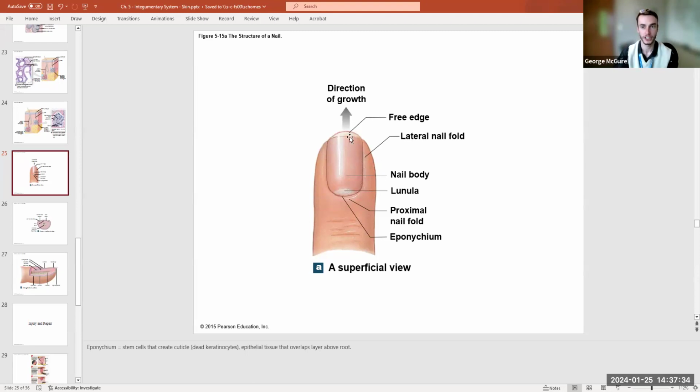The free edge and nail body only look different because of the transparency of the keratin at that stage. And so you're really just seeing the skin underlying it, or the epithelium underlying the nail body here. And then the lunula, again, is just a different density or different structure of those keratinocytes to give it that slightly whiter color.